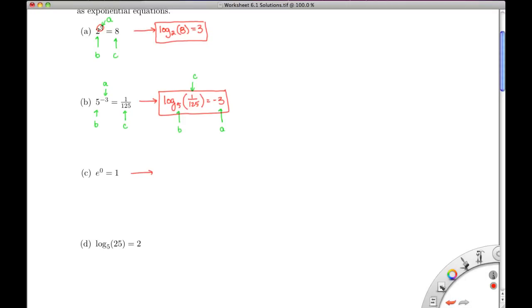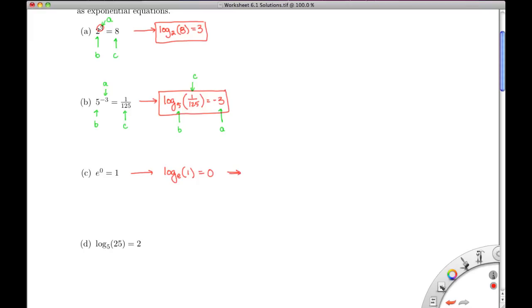So here we've got the log. The base of our log is the base of the exponential, which in this case is e. The log of, in this case, 1, is going to be equal to the exponent, which in this case is 0. Now the log base e is something that we use quite a bit. It's actually on our calculator. We use it so often that we might be asked to get a value of it.